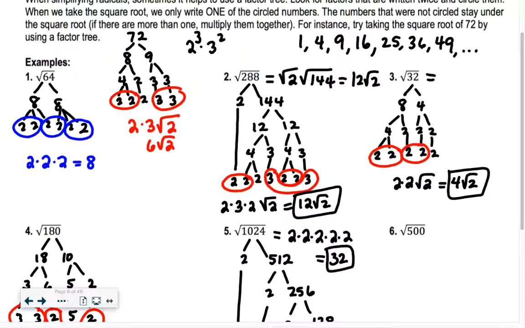Well, let's look at our list. Our perfect squares: 1, 4, 9, 16, 25. Do any of those go into 32? 4 goes into it. Can I go bigger? 16. If you can get the biggest one possible, it's the easiest way to do it.